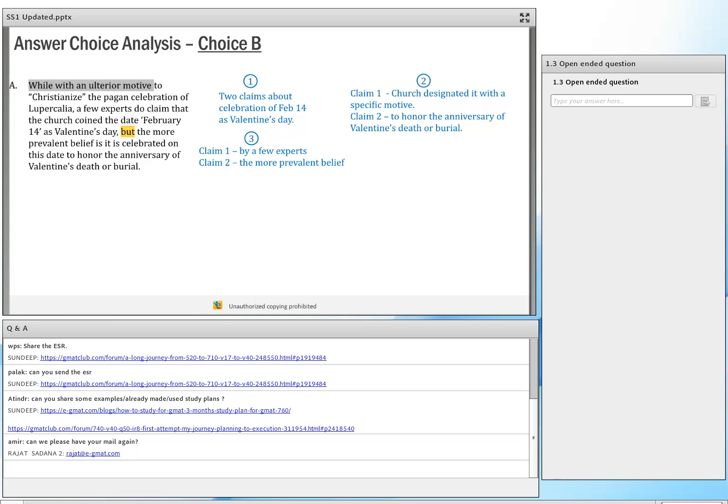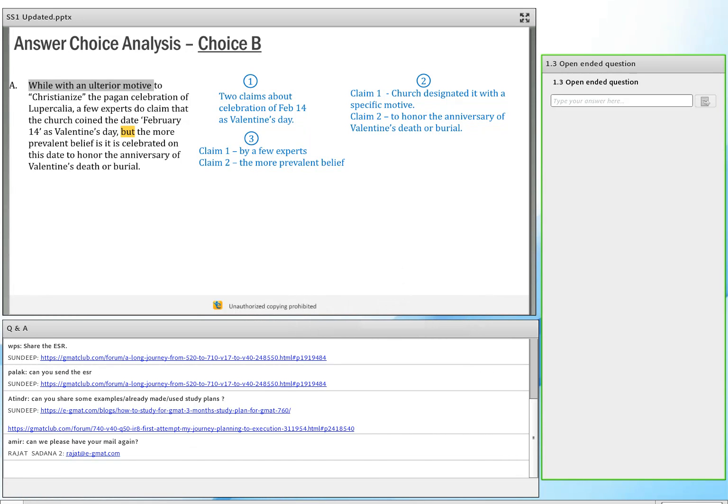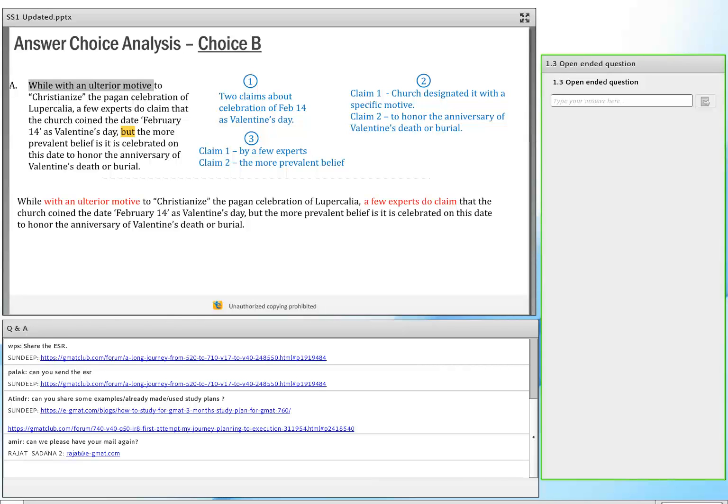Okay. Choice B. Very few of you marked choice B. On the top, you still have choice A. Choice B will be there at the bottom. Choice B says, while with an ulterior motive to Christianize the pagan celebration of Lupercalia, a few experts do claim. What's wrong with choice B?